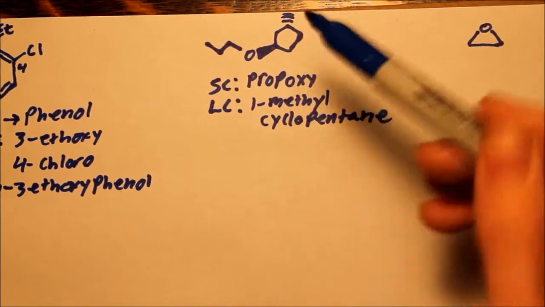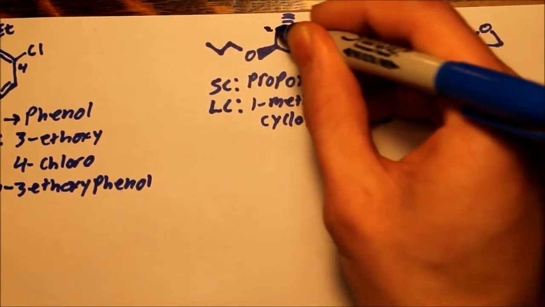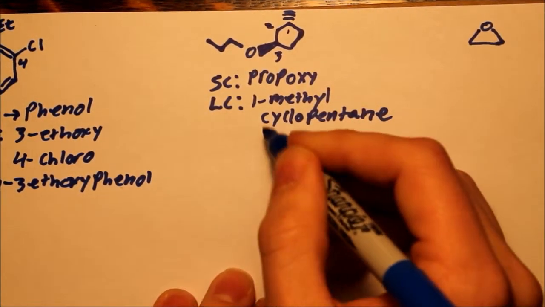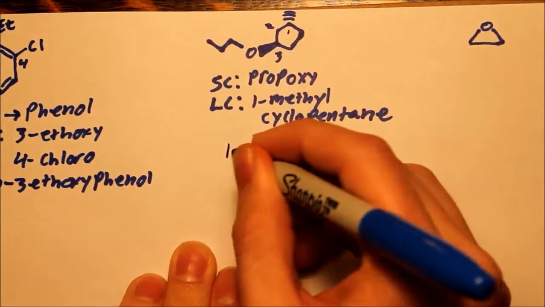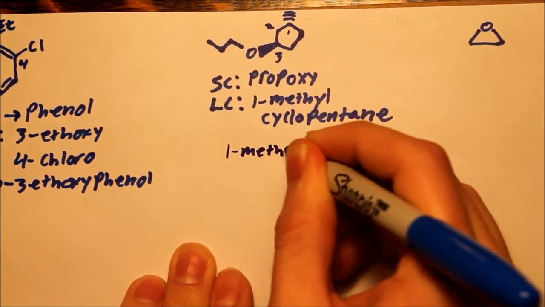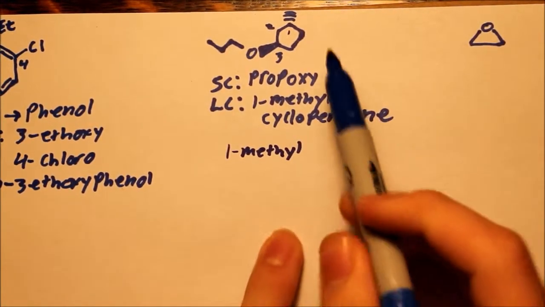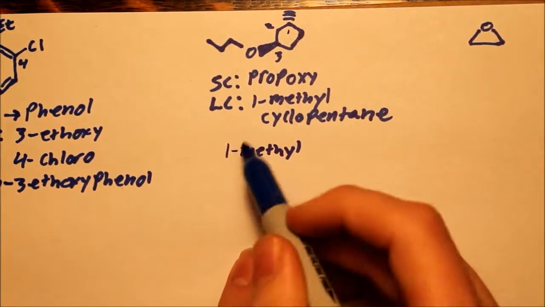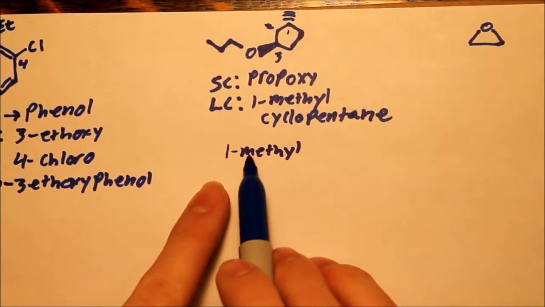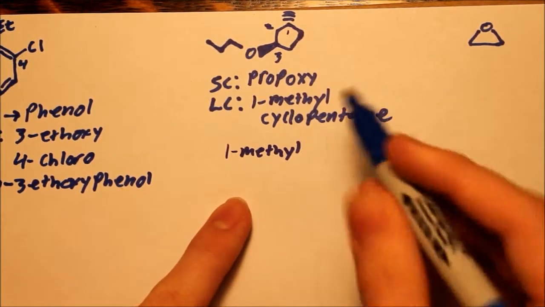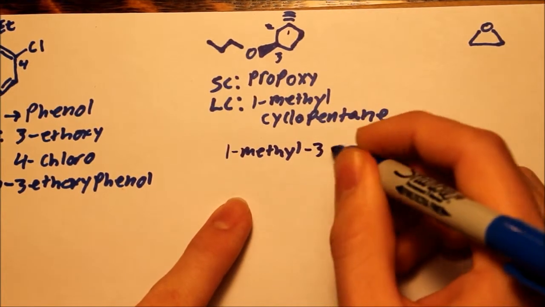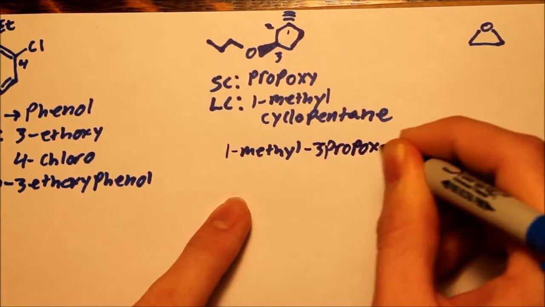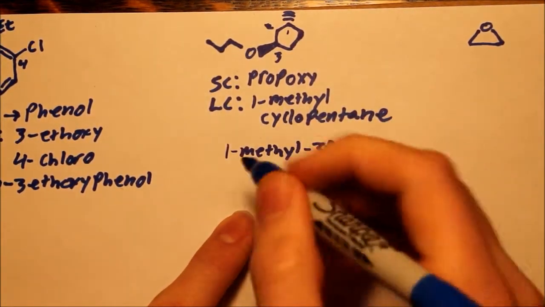And if we name this as 1, this is 2, this is 3, of a propoxy group, the name is simply 1-methyl because the cyclopentane is our root, is our base, and because of naming as far as M comes before P. 3-propoxy, sorry, I forgot to add a space there, oxy, cyclopentane.